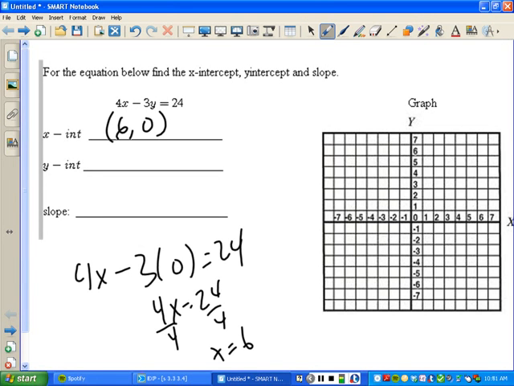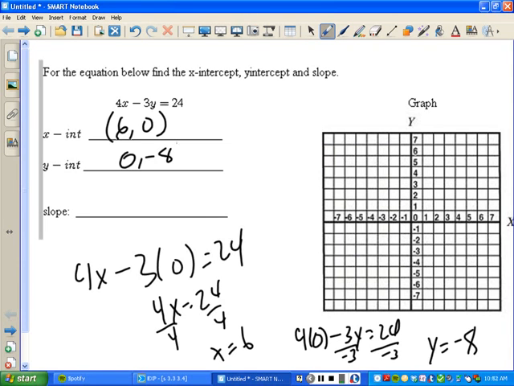Now, for the y-intercept, you're going to plug in x is 0 and solve for y. So 4 times 0 minus 3y equals 24. Divide by negative 3, divide by negative 3, and you get y is equal to negative 8. So the y-intercept is negative 8 or 0, negative 8.